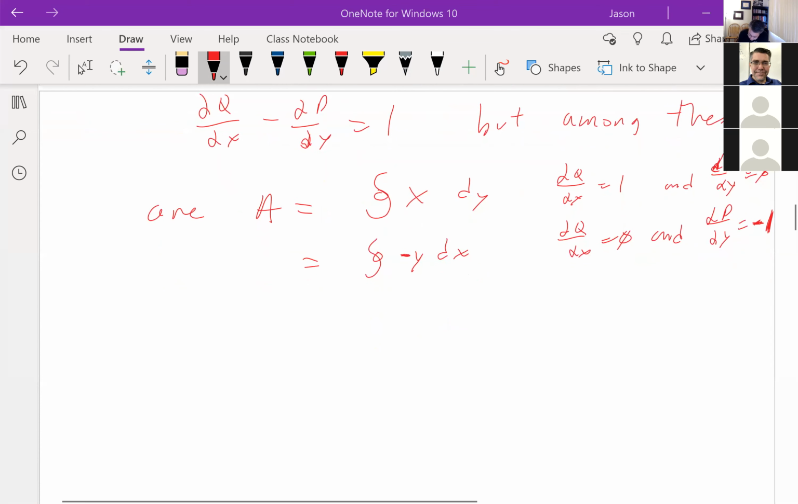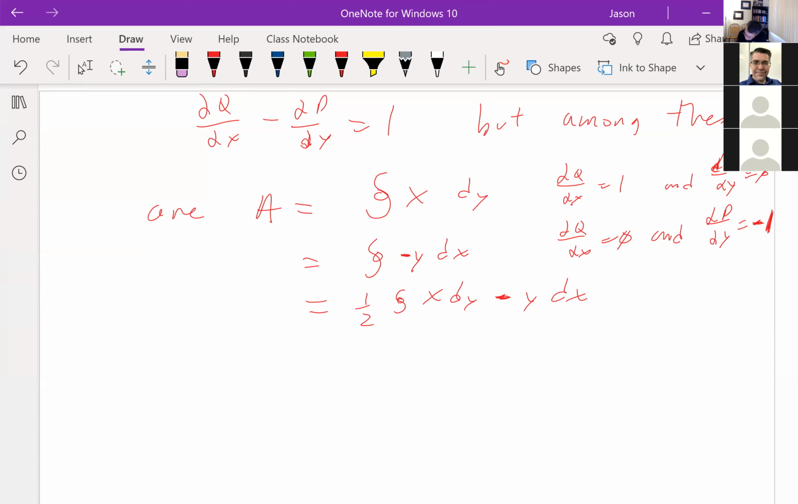Okay, and if I take 1/2 of 1 plus 1, I get 1 as well. So this would be x dy minus y dx. Since this gives me 1 and this gives me 1, if I add them together and take 1/2 of it, that should give me 1 as well. So these are the three relationships.